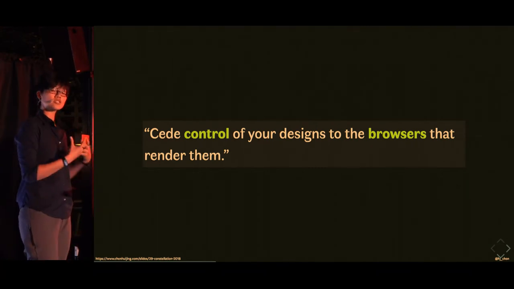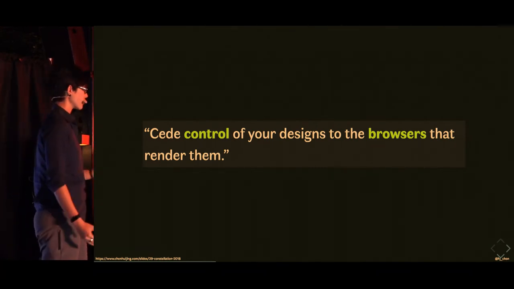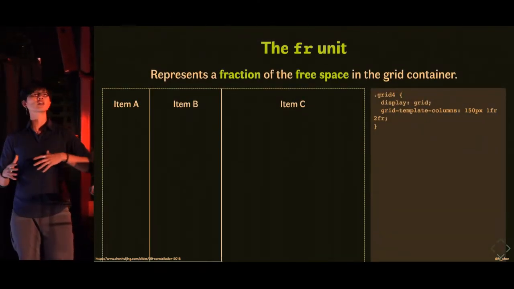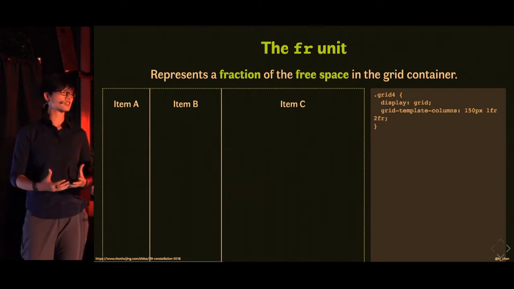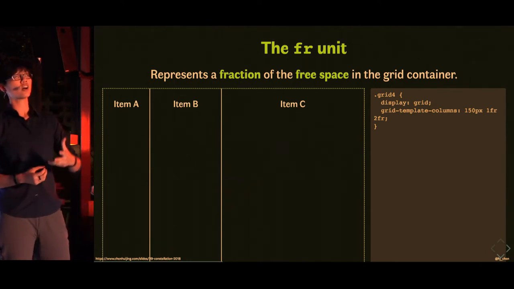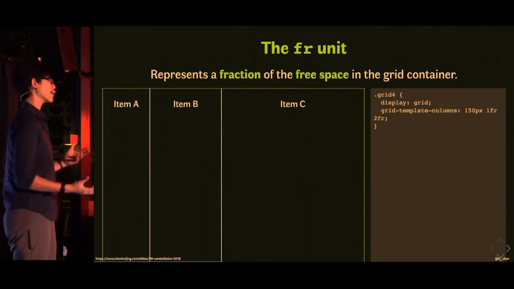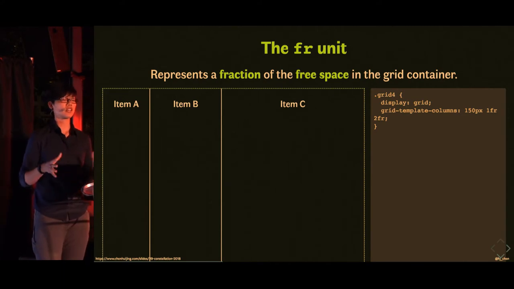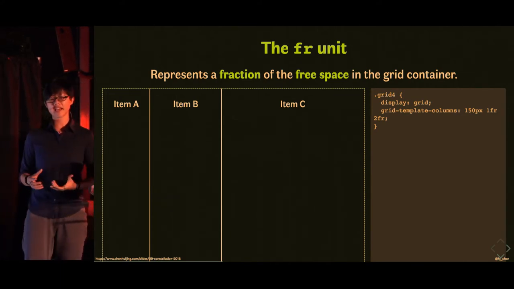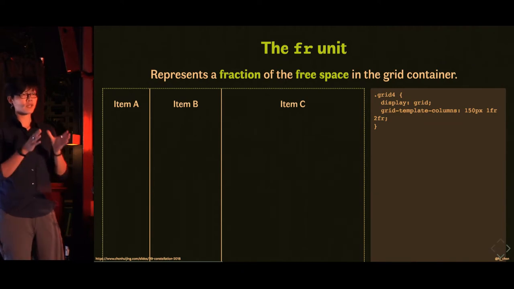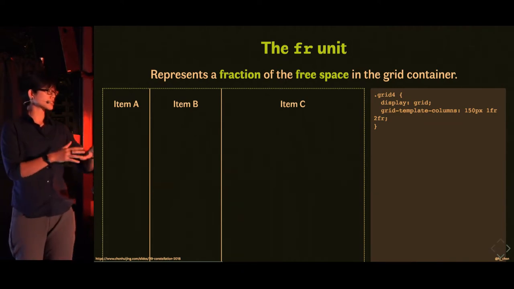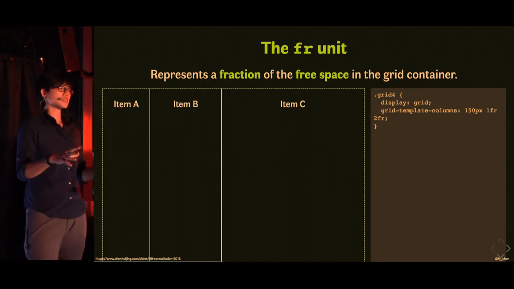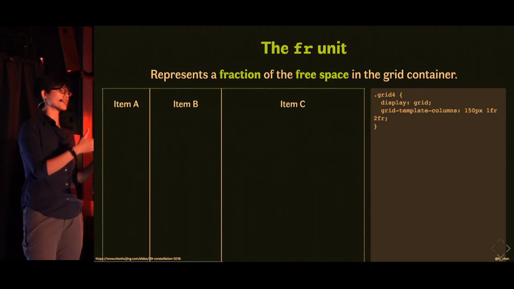So why not cede control of the designs to the browsers that render them? What CSS Grid introduces are a number of new units and a number of new functions that allow us to cede control of the sizing of your grid to the browser. One of them is the FR unit, which represents a fraction of free space in the grid container. After all the space has been allocated to the fixed units, for example, in here I'm using 150, the remaining space will be distributed according to the ratio that you define.